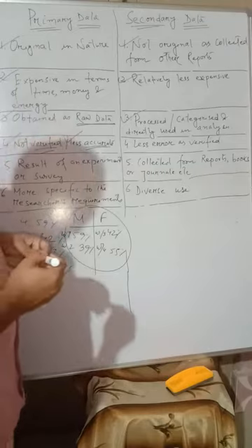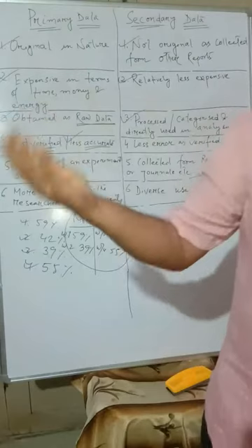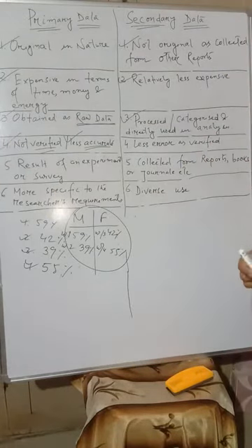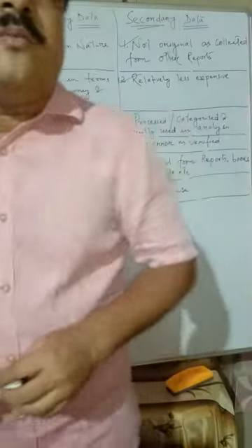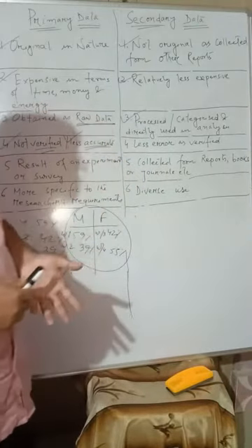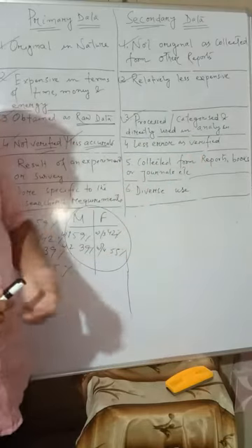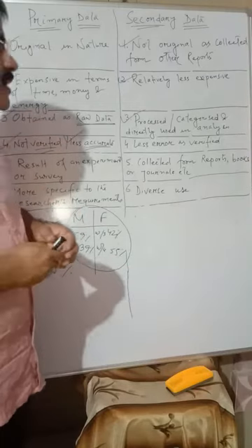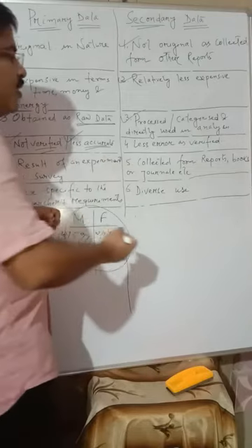But the secondary data, as it has been collected by somebody else and for different purposes, is being used by different persons. Suppose the census report. The census report is prepared by the Census of India, and that information is used by me, and by somebody else, person A, person B, person C. So according to different objectives and different purposes, that report has been used already. So there is a scope of verification.